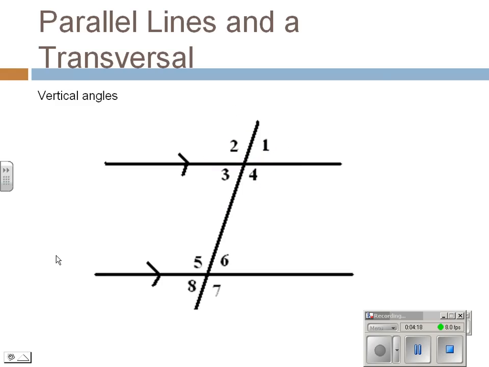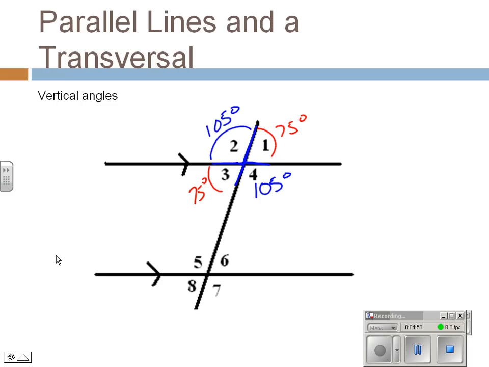Now, what we just looked at should help us to understand vertical angles and how we know that vertical angles are congruent. So we said that angle 2 was 105 degrees, and we said that because of supplementary angles that we know that this is 75 degrees. We also know that this was 75, and this angle right here was 105. But what you'll notice is that the angles opposite each other are congruent.